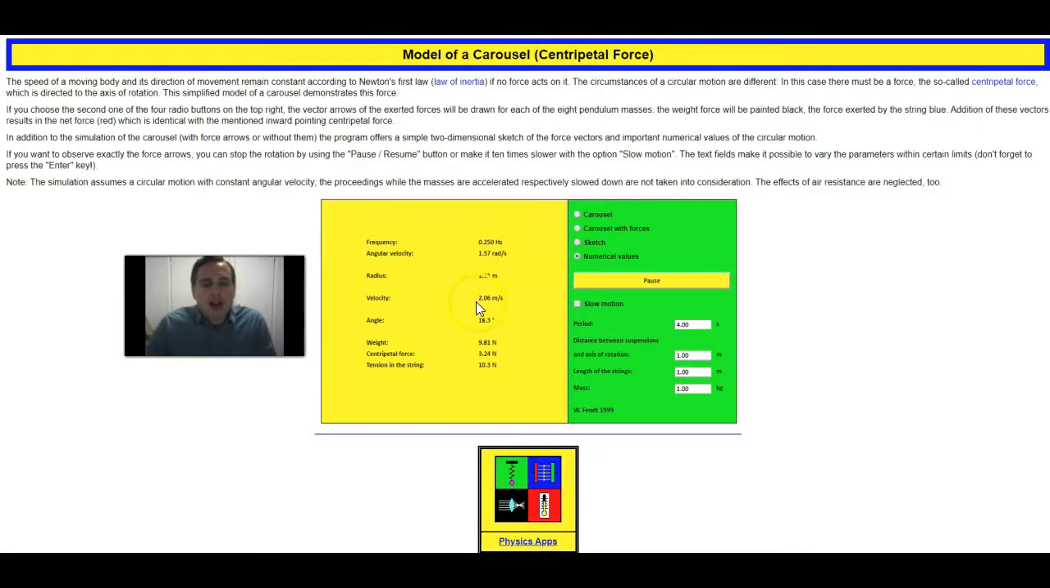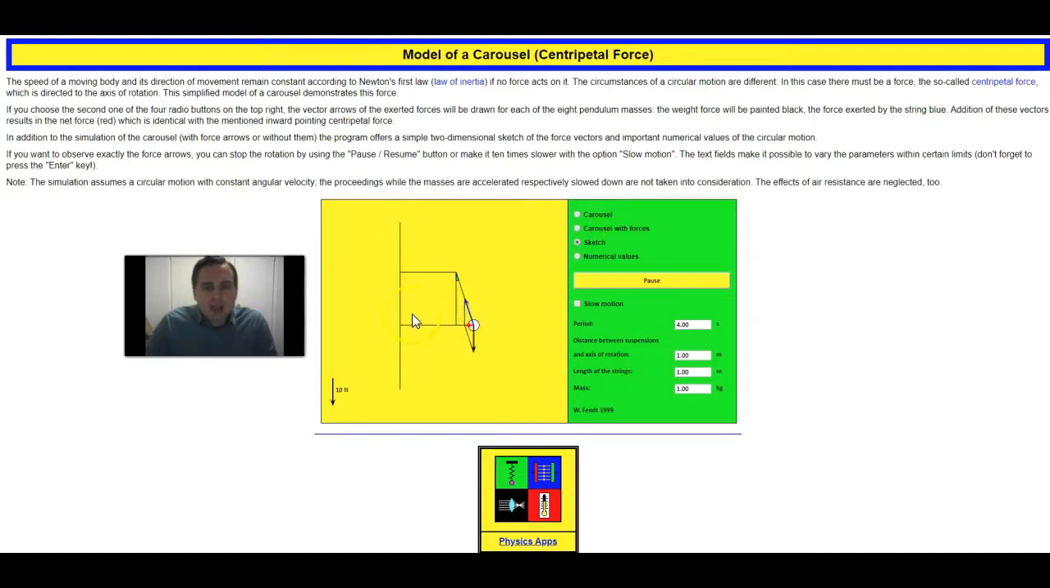What about the velocity? The velocity here is the tangential velocity, and that should be the angular velocity times the radius. Now notice the radius here ends up being 1.31 meters. Now the question is, how do we get that? Well, we'd have to work out the geometry.